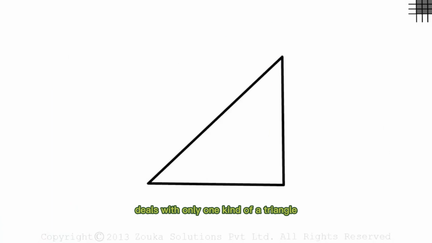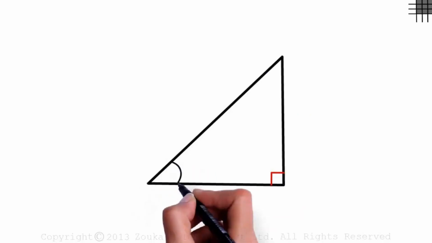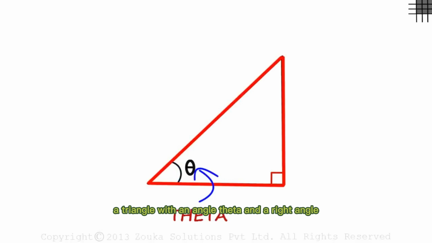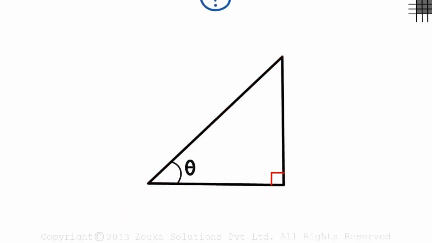Trigonometry generally deals with only one kind of triangle, a right angle triangle, which has a right angle. Let this other angle be theta. This is the triangle we will be dealing with to cover most of our trigonometry: a triangle with an angle theta and a right angle.